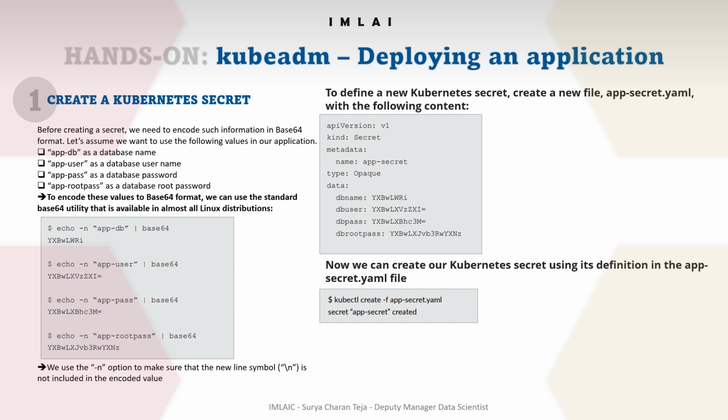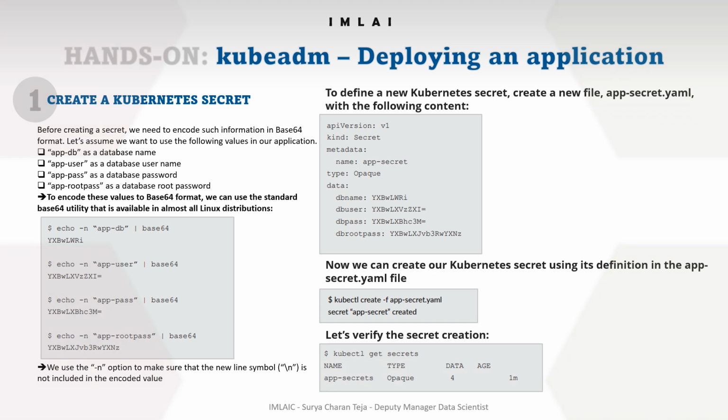That's what the production ready cluster will be doing. We have done it using kops, and now we'll be doing it with kubeadm, but the process remains the same. So we have created that, and now let's verify the secret creation. To verify whether the secret object has been created or not, we'll say kubectl get secrets, and you see that our app secrets object has been created. So the first step, creating a Kubernetes secret, is successful.